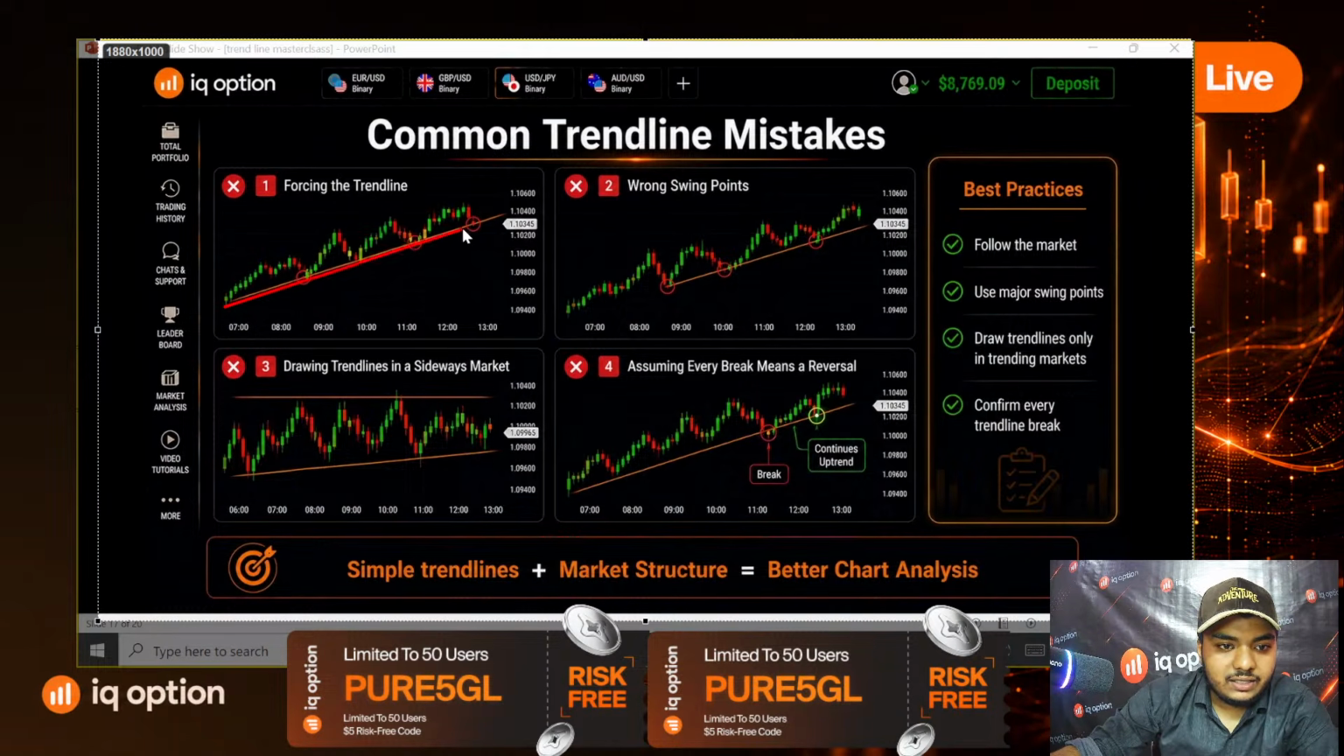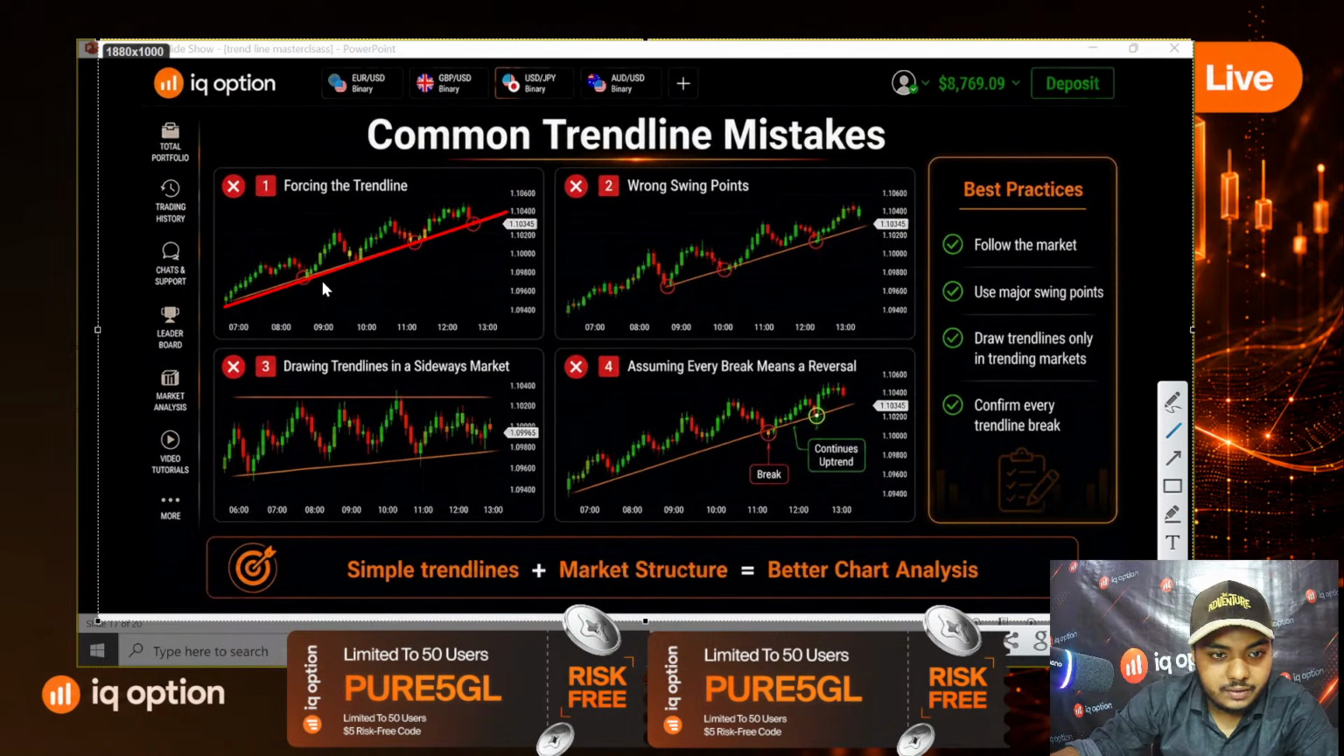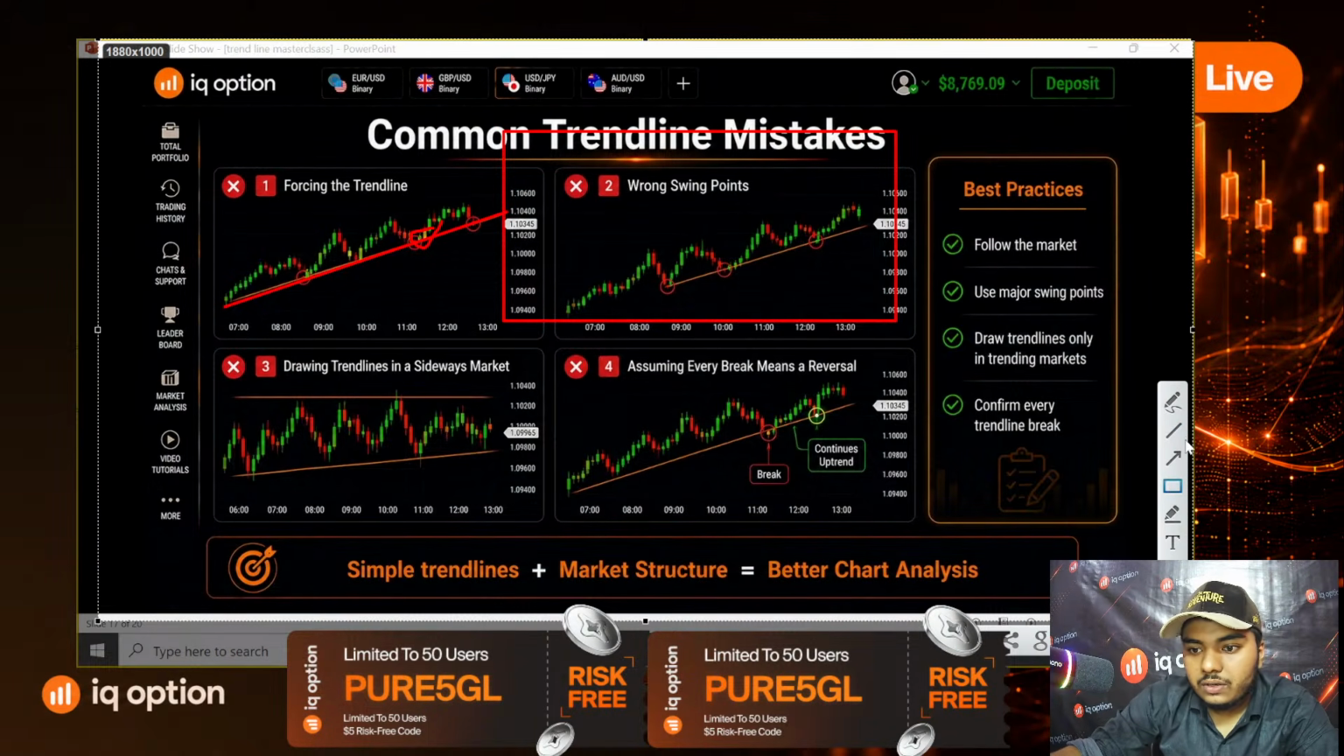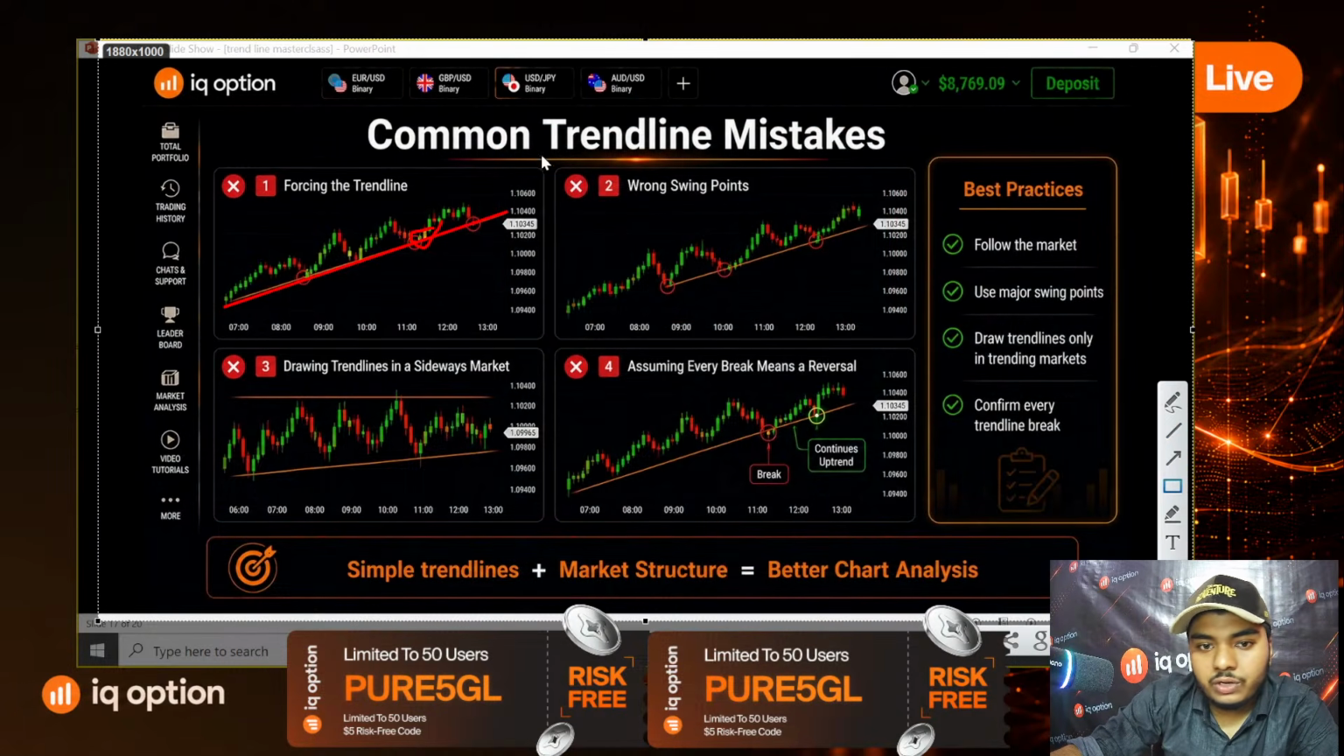This is a forcing trend line. There are no clear swing points to draw here. This is drawn for the sake of a trade. You see here, there are no clear swing points to draw. And on the right here, wrong swing points. Now, an interesting thing here. Why did I indicate this one as wrong swing points? What do you think?